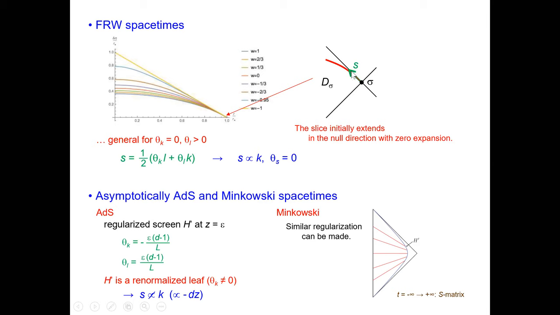So that always goes inside this domain of dependence, the d sigma direction, right? l is this direction, but theta_k equals zero. Theta_k is in general negative, and theta_l is in general positive, but k is that direction.